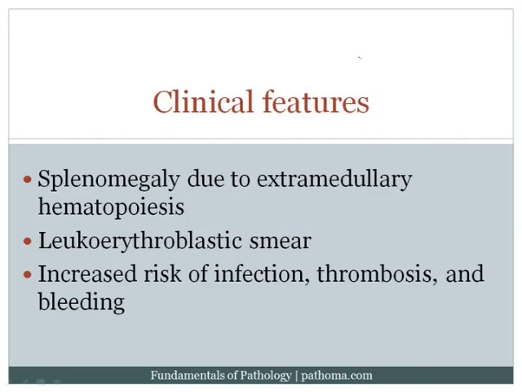Clinical features of myelofibrosis include splenomegaly. Now the idea here is that once the bone marrow is fibrosed, hematopoiesis can no longer properly occur in the bone marrow, and so the stem cells basically go back to the place where they used to make blood in the fetus, which was in the spleen or in the liver, resulting in extramedullary hematopoiesis. Now at the same time, because there's massive extramedullary hematopoiesis, the patients develop something called a leukoerythroblastic smear.